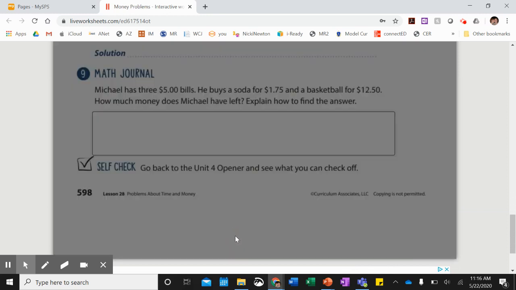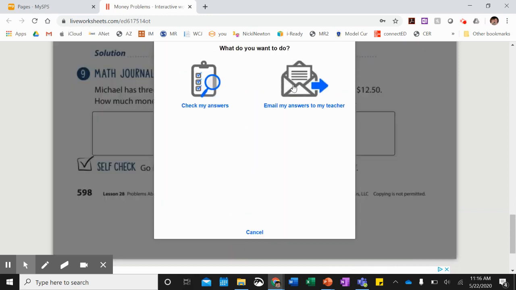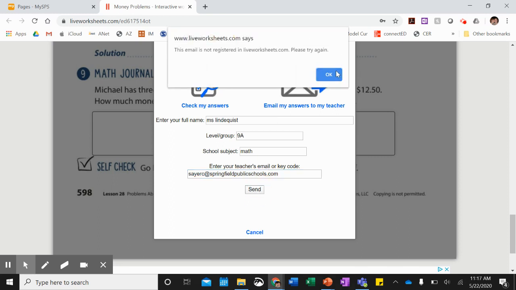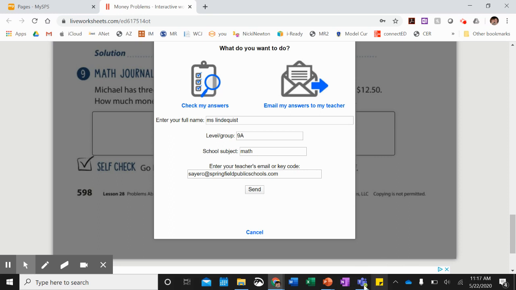If you hit the finish button, it says email to my teacher. You're going to type in your name and then your grade level. Maybe you're in Miss Sayers' room. And you're going to type in Miss Sayers' email address. I will show you where you can get that in a minute. So you're just going to type that in and hit send. Miss Sayers will be registered with live worksheet, so you don't have to worry about that. But it should go right through for you.